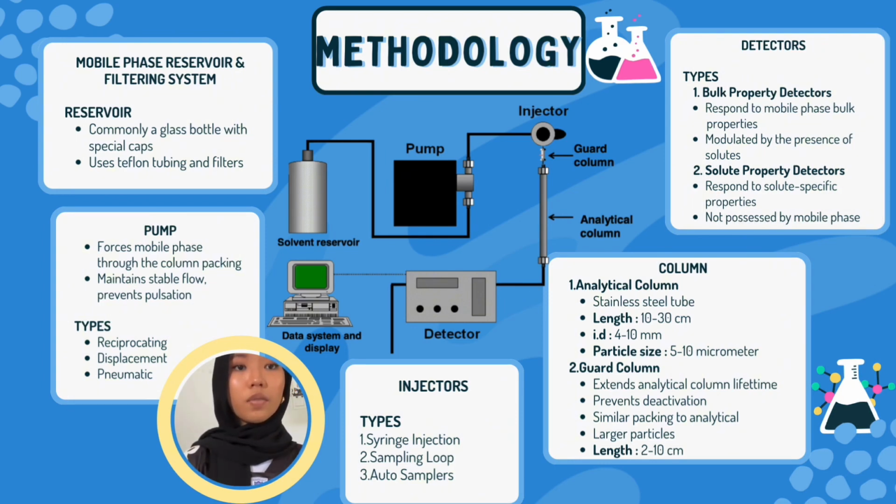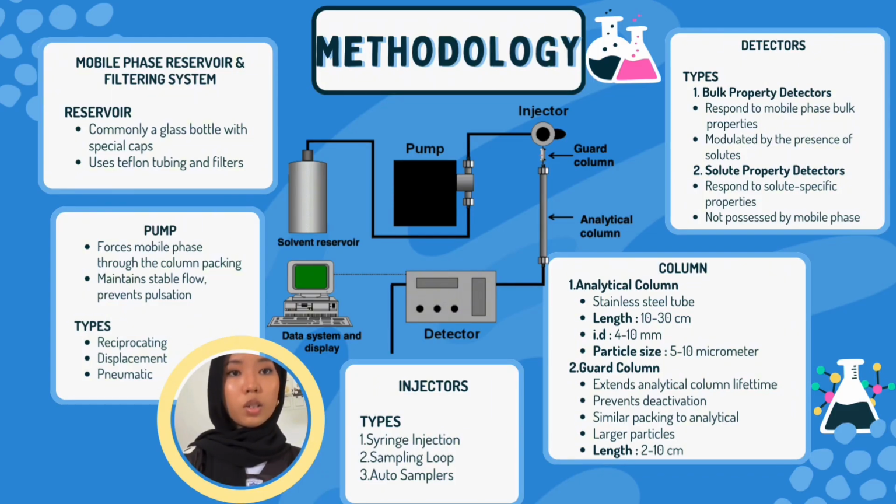HPLC detectors are classified into two main types: bulk property detectors, which respond to mobile phase properties like refractive index and density, which change due to solutes. Second one, solute property detectors, detect solute-specific properties like UV absorbance, fluorescence, or conductivity.